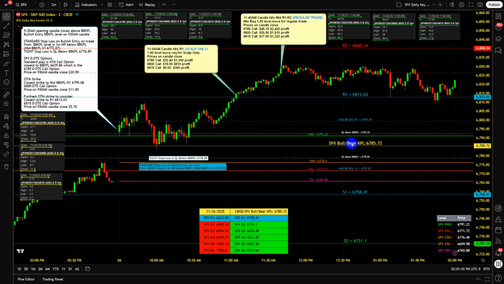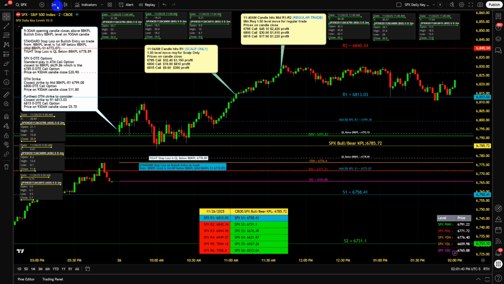The second option is going to be a slightly out of the money option, and how you figure that out with this indicator is you take the level you're taking the trade from, in this case the bull bear KPL. The direction of the trade is up since this is a bullish entry, so we go to the first midpoint level above the level we're taking the trade from, 67.9938. So that is going to be the 6,800 call option. The price on the 9:30 a.m. candle close is $11.80. That is the ask on the candle close.